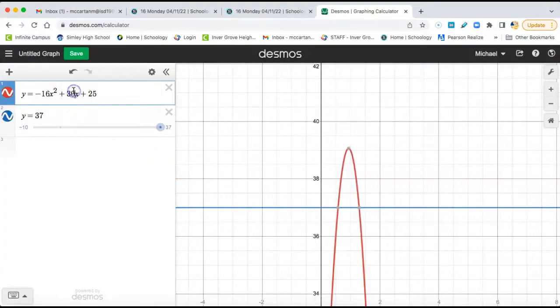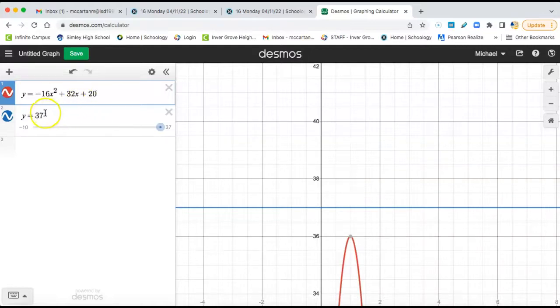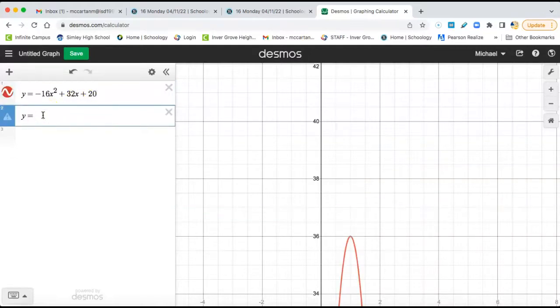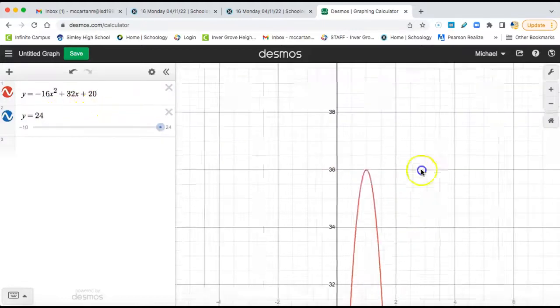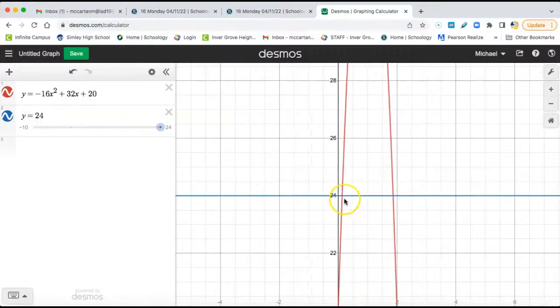So we'll go back to Desmos here. I'm changing the 30 to a 32. And I'm changing the height from 25 to 20. And I'm changing the 37 to a 24. All right, that brings it down a little bit. It's lower. There it is.